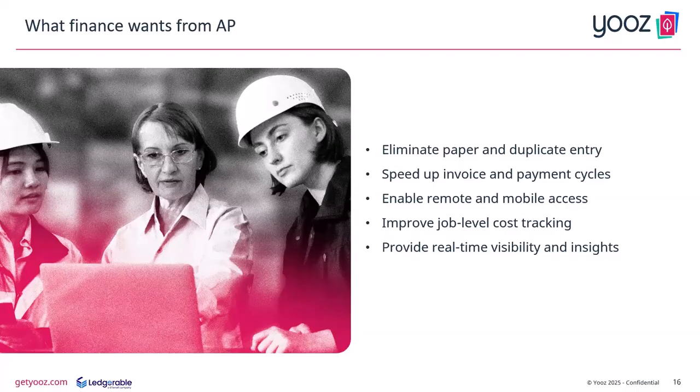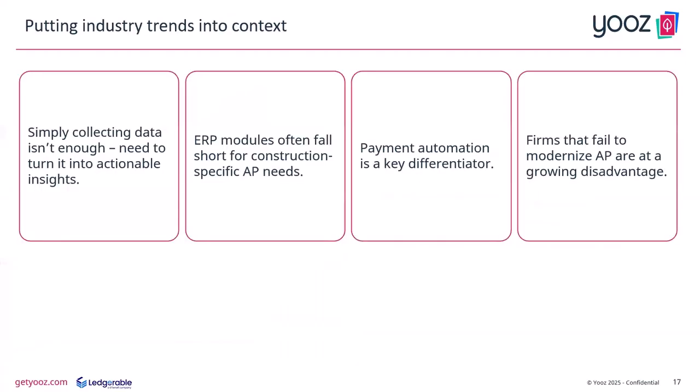One tip I would give you around some of the things on this slide: to make the most impact, collecting data isn't enough. You need to be able to turn that data into action. There could be potentially ERP limitations, because a lot of ERP modules often fall short for our construction-specific AP needs, which we'll talk about more here in a minute. You also want to look at automated payments. So you want to look at automating the full purchase-to-pay process to bring your firm into truly optimized financial placement.